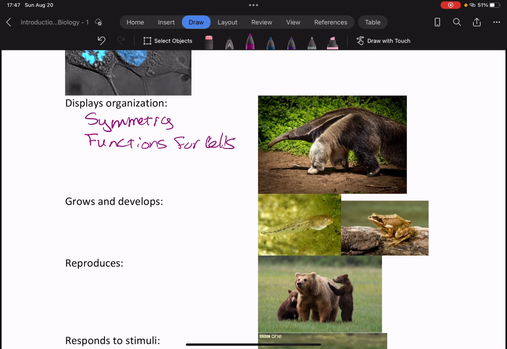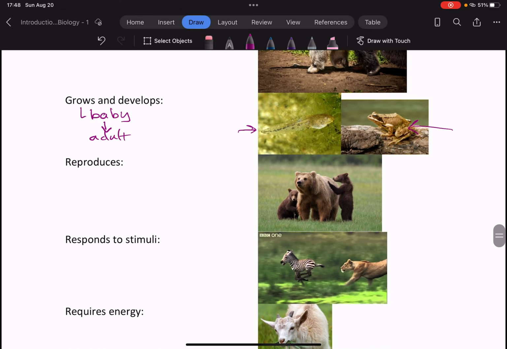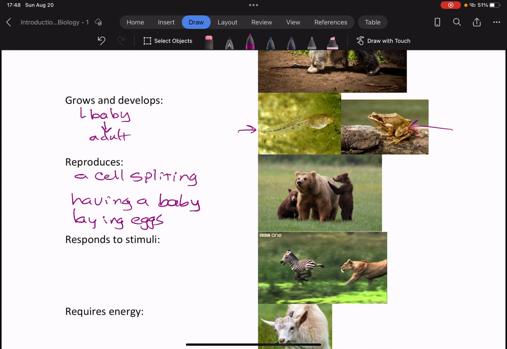It grows and develops. It starts as, again, things start as a baby, grows into an adult. Just like this little tadpole here, growing into a large frog. It also reproduces. So whether it is a cell splitting, or having a baby, or even laying eggs. So we can do those different things for reproduction.